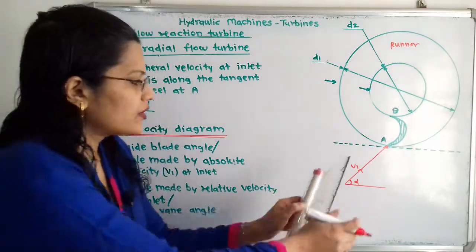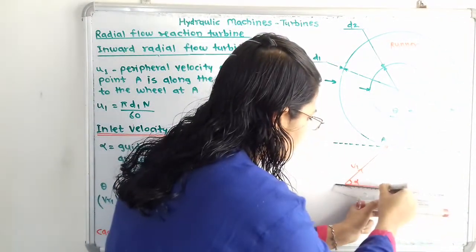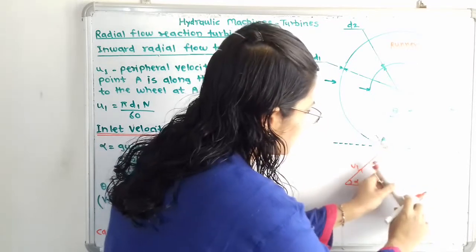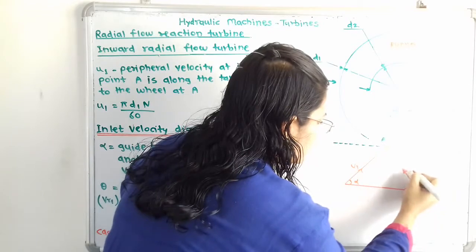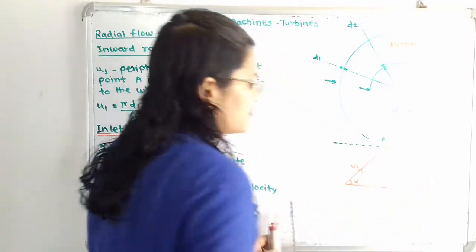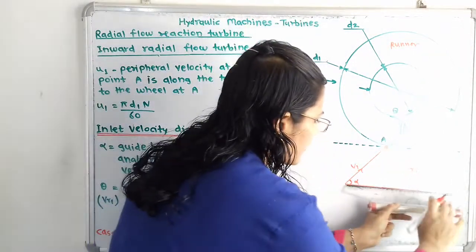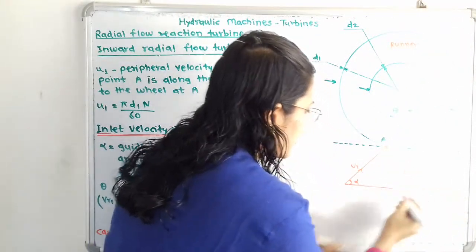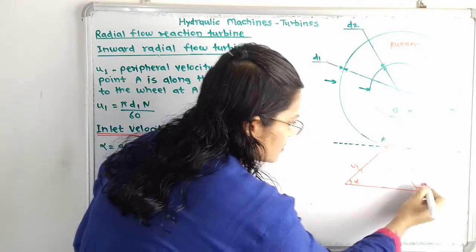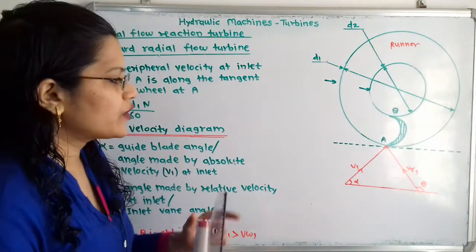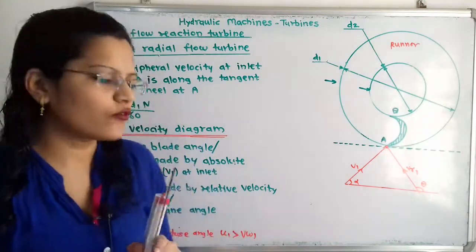So I will draw here. This is the angle, or we can say here this is the relative velocity, that is VR1, and this is the angle made by relative velocity at the inlet. So I will draw here, this is the angle theta. Now we have to show VF1. So how to show, that is the flow velocity.